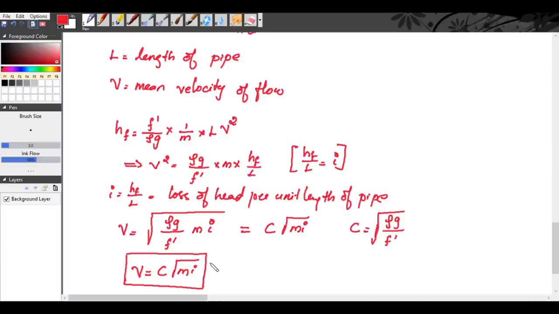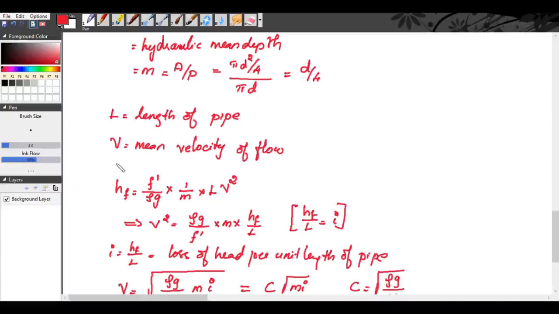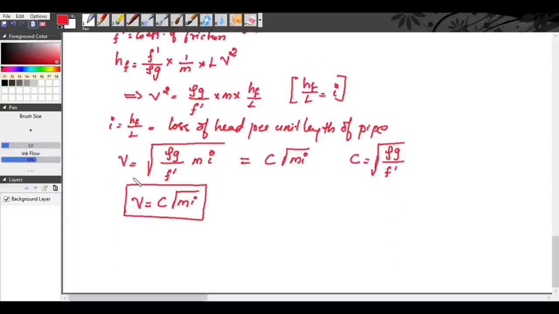So you have two formulas for determining the loss of energy for major energy losses. One is the Darcy-Weisbach formula and the second one is Chezy's formula. Here F dash is the coefficient of friction, and since we are calculating this F dash in terms of Chezy's constant, we are not determining its value. In the previous case, for the Darcy-Weisbach formula, this coefficient of friction is determined in terms of Reynolds number. Here F dash is expressed in terms of Chezy's constant C. So velocity V will be equal to C into root of MI. This is known as Chezy's formula.